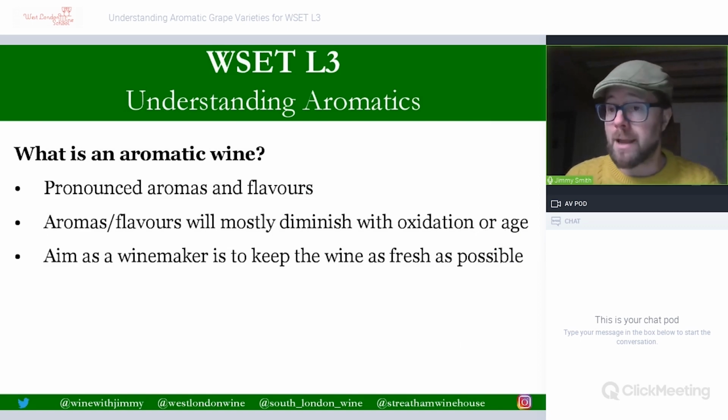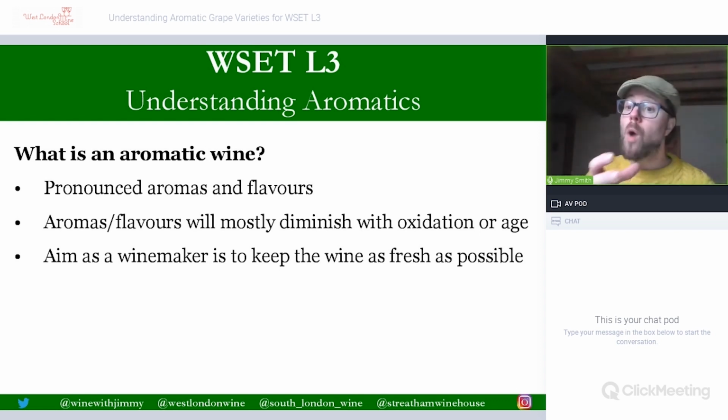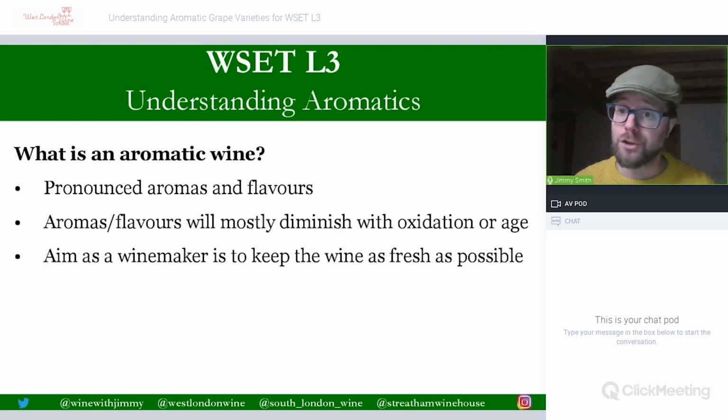The aim of the winemaker is to facilitate this aromatic character and make sure that it gets from the vineyard through the winery to the bottle and to us as an aromatic style, so it doesn't lose its intensity. So keeping it as fresh as possible. We're going to talk through that. But before we do, let's talk about 5 major aromatic grape varieties. In fact, 5 key aromatic grape varieties, but 2 of them are major. So 2 out of the 5.